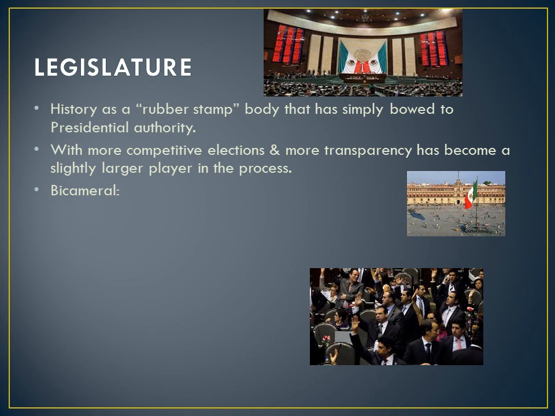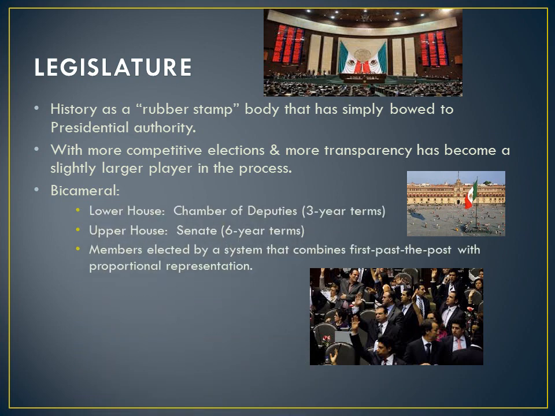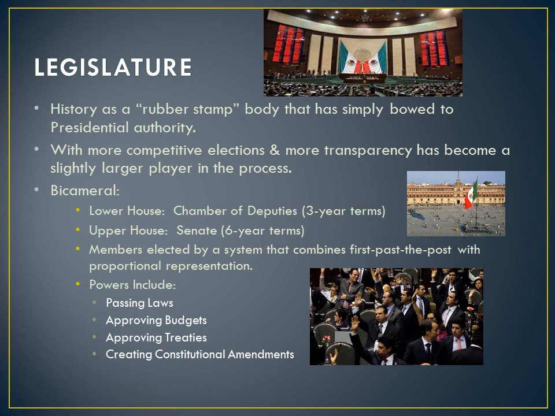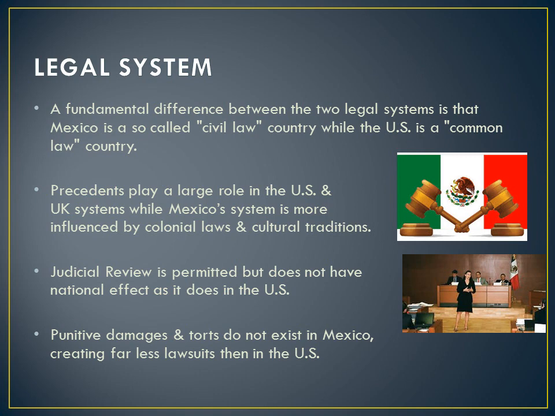The Mexican legislature is bicameral, meaning it has two houses, the lower house being the Chamber of Deputies, all elected to 3-year terms, while the upper house is also called the Senate, with 6-year terms in place. Members are elected by a combination system that includes both first-past-the-post voting and proportional representation. Some of the powers of the legislature include passing laws, approving budgets, approving treaties signed by the president, and creating constitutional amendments.